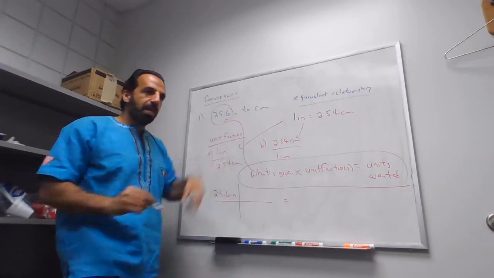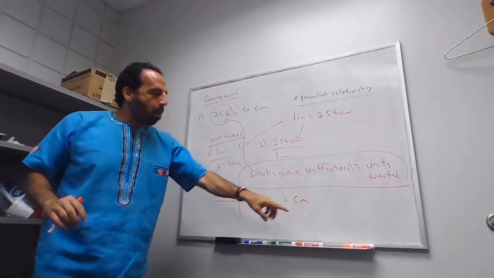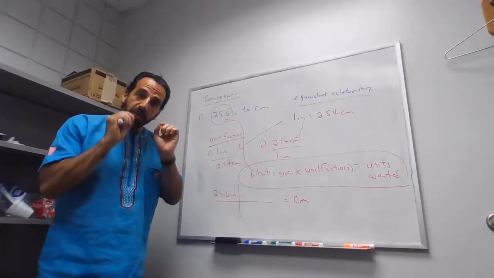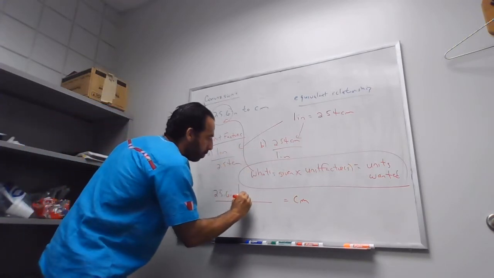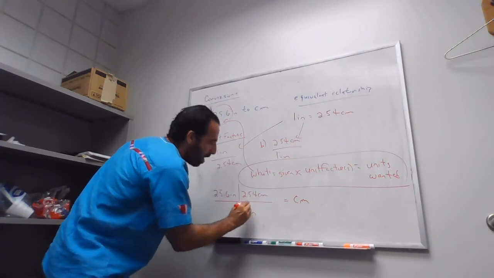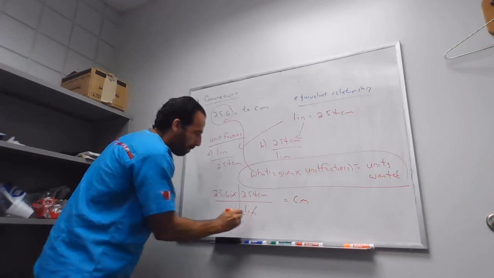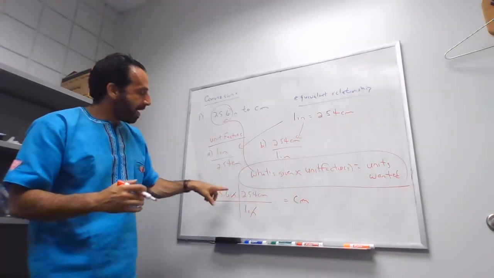I want to end up with centimeters, so that's my units wanted. Since I want to end up with centimeters, the unit factor that has centimeters on top is the one we want to use. So let's go ahead and use this one, 2.54 centimeters over 1 inch. We're going to cancel out units. So notice the inches cancel out, and I'm left with centimeters. I want to be left with centimeters on top, which is what I got, and my inches cancel out.